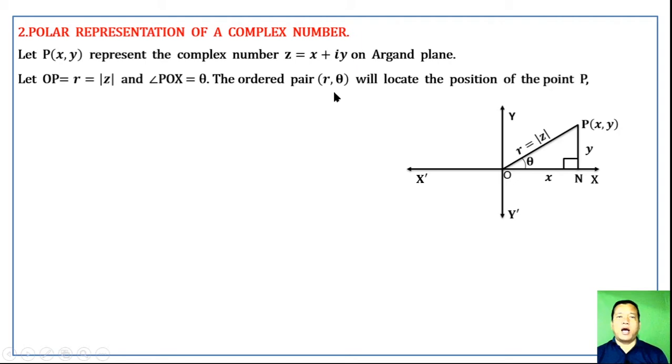The ordered pair r, theta will locate the position of the point P. We call these the polar coordinates of the point P.